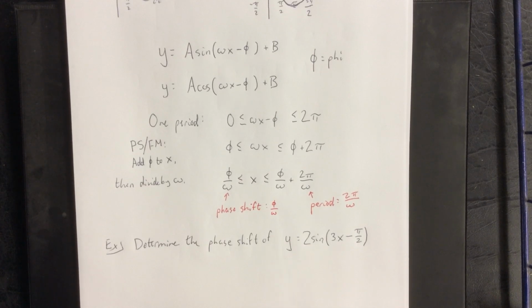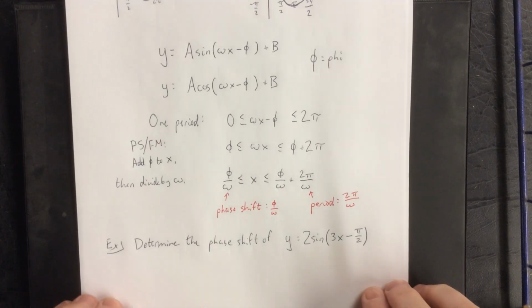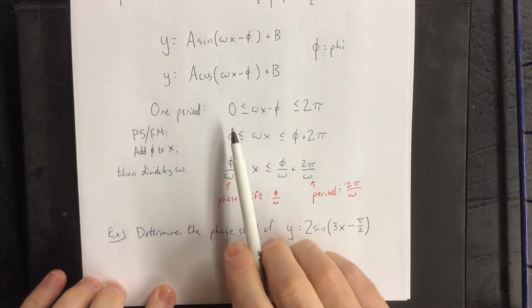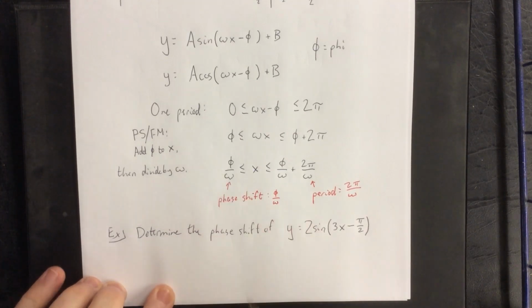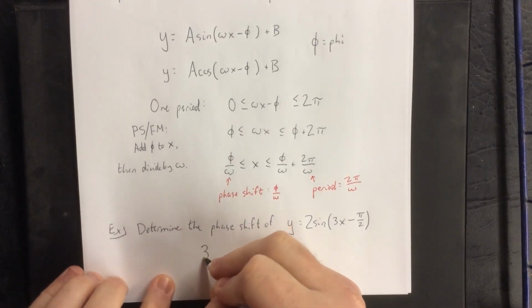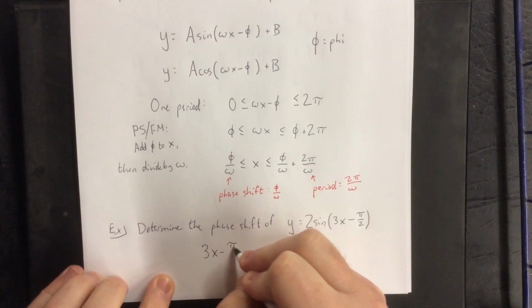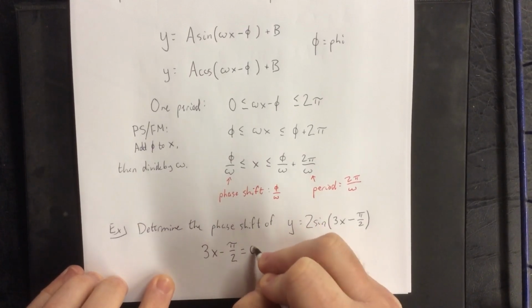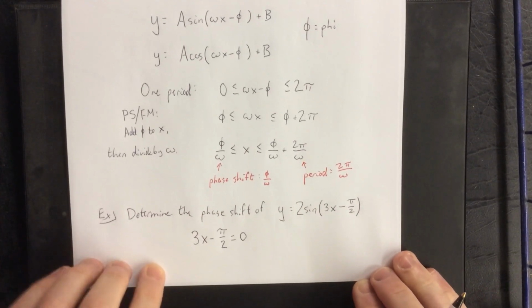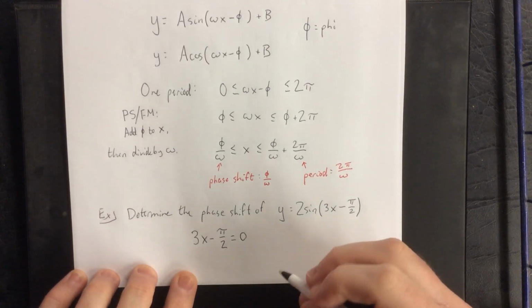The phase shift is where the period is supposed to start, and a period starts when the angle is equal to 0, which is what we were demonstrating right back here. So if I take my 3x minus pi over 2, and I set it equal to 0, I am finding the phase shift associated with this.